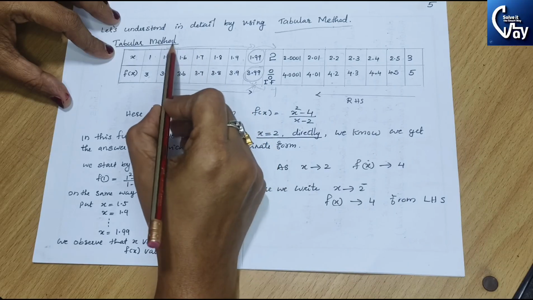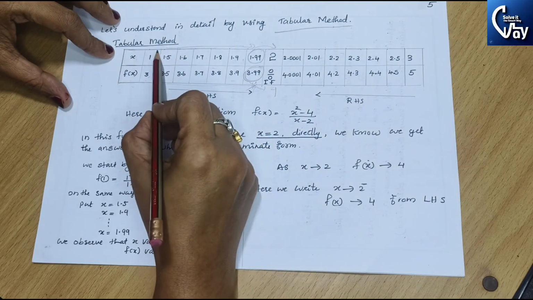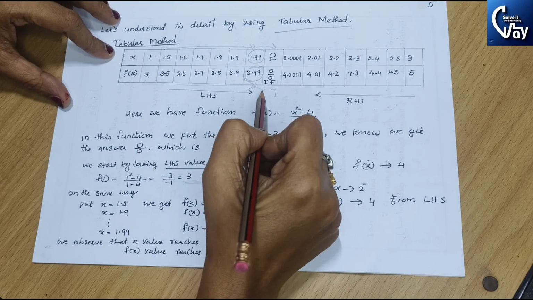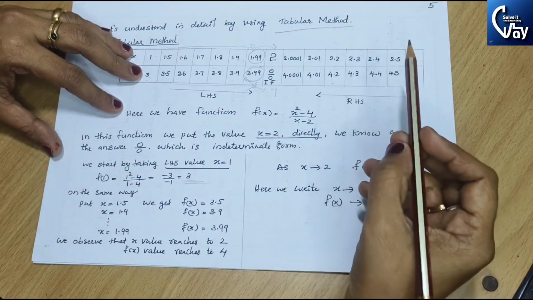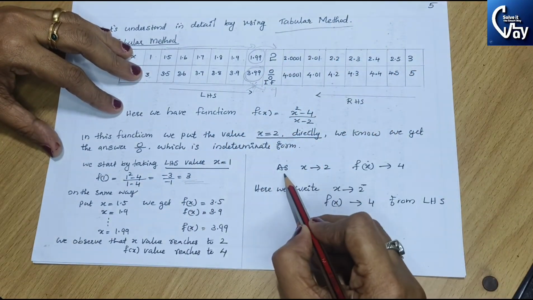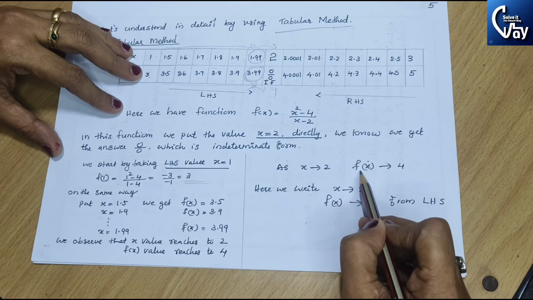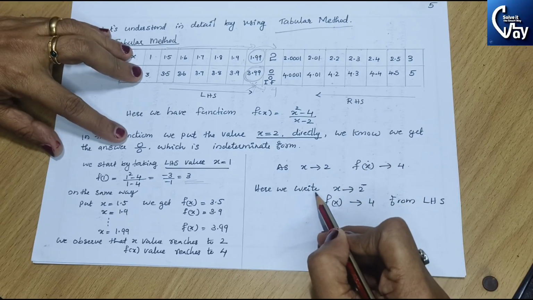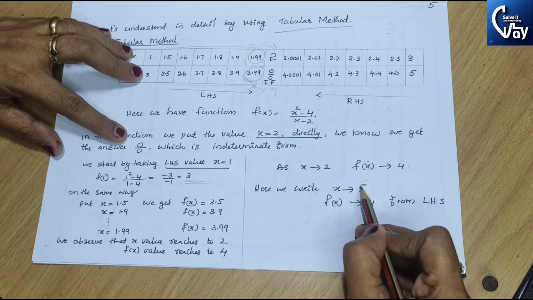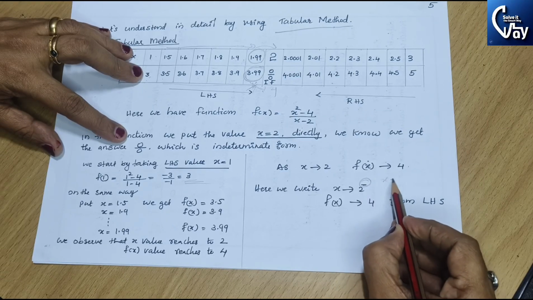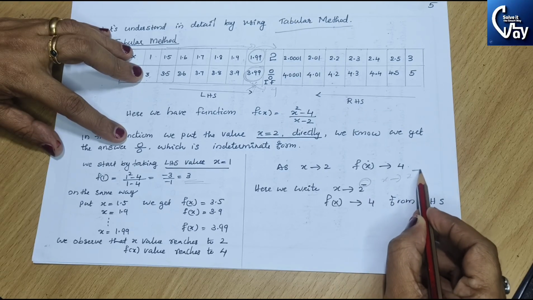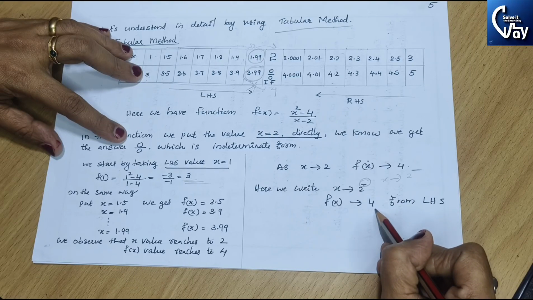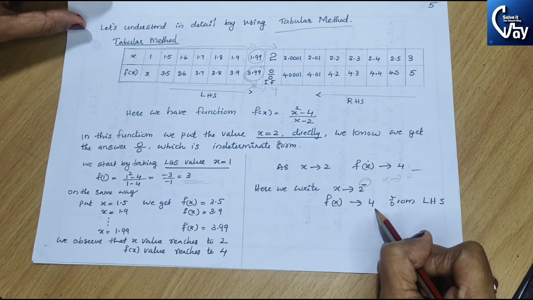On the LHS, we see that as the x value reaches 2, at that time the f of x value reaches 4. As x approaches 2, f of x approaches 4. So we write x approaching 2 minus; this minus sign indicates that x is approaching 2 from the LHS. The value of the function is 4. Is it clear?